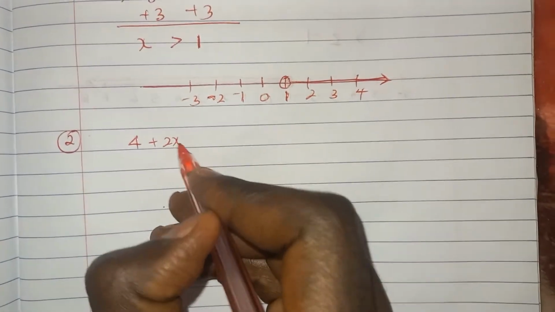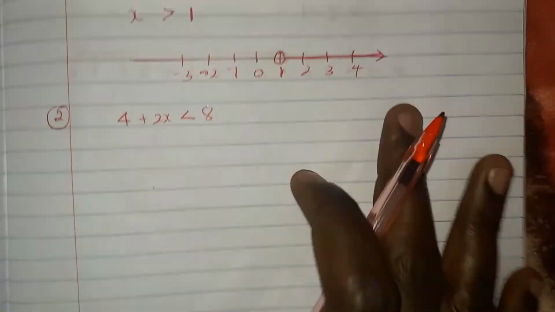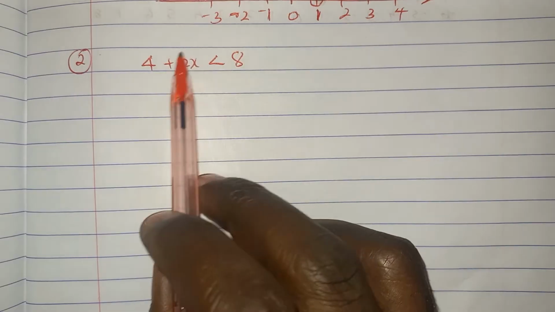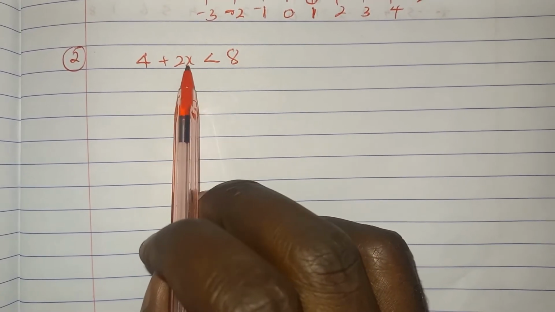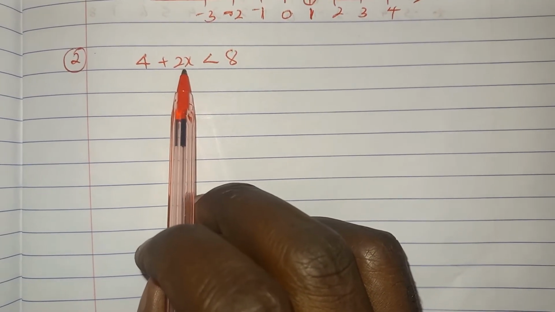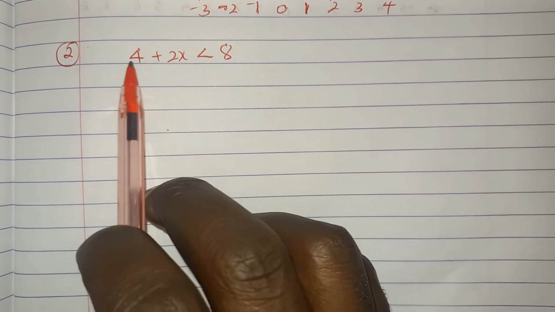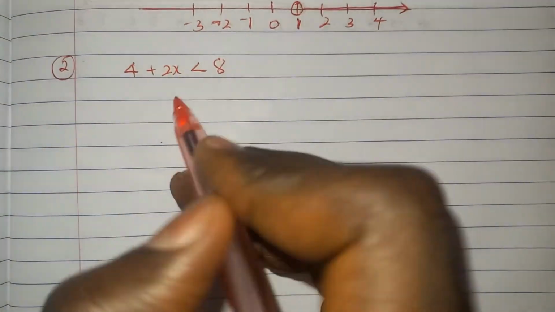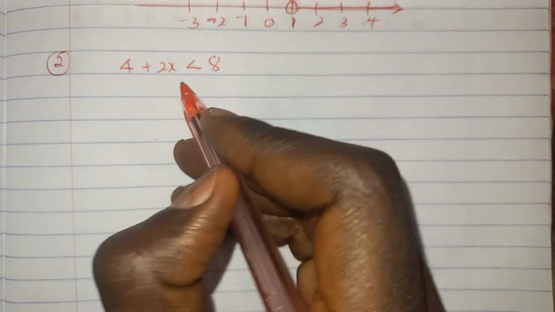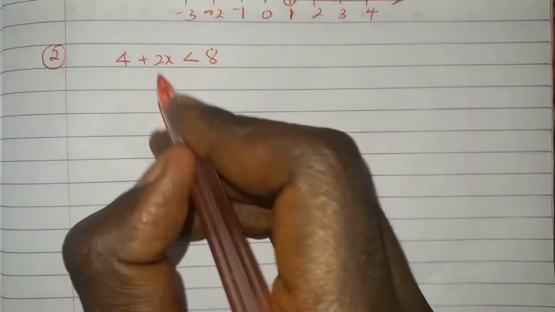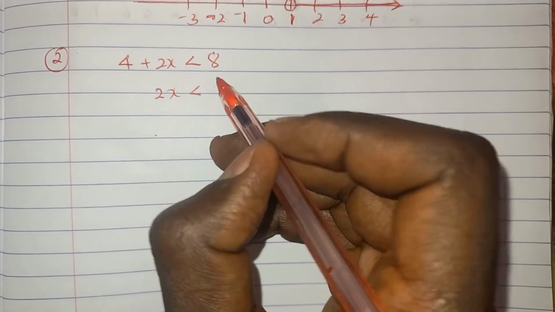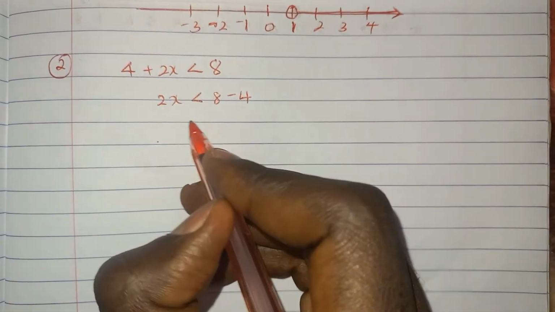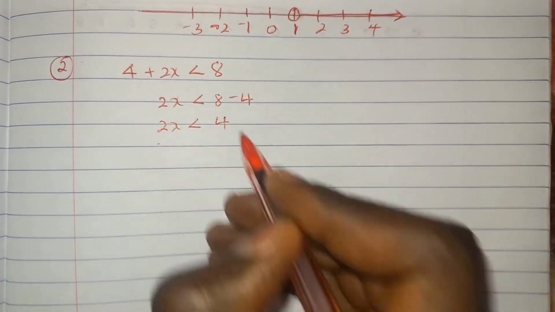4 plus 2x is less than 8. So how do we go about this? Again, our goal is to have x on one side. So we have to think of how to eliminate both 4 and 2 on the left hand side. Now, to get rid of 4, we subtract 4 from both sides, so we'll have 2x is less than 8 minus 4. That means 2x is less than 4.